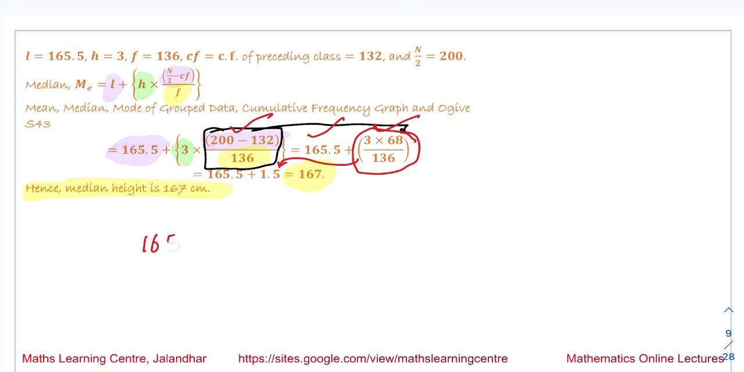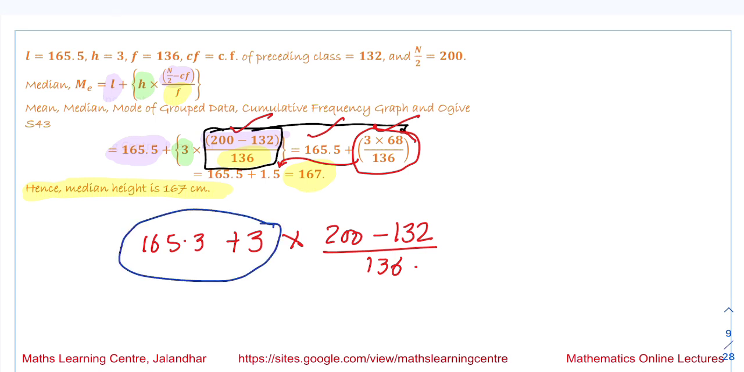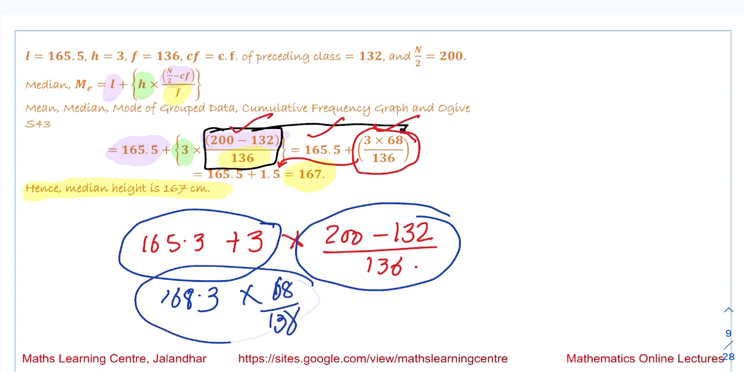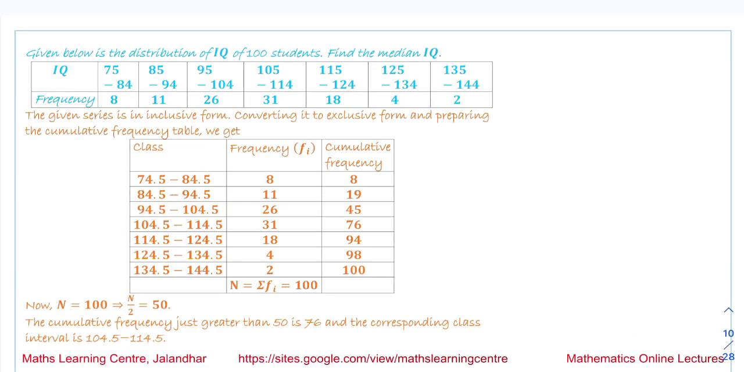What they do is 165.3 plus 3 into 200 minus 132 by 136. How do they start calculating it? They add these two terms and write 168.3. They solve this, multiplied by this value, and it comes out to be 68 by 136. They solve this value and the whole answer becomes incorrect. Because what you have to do is first solve this bracket and then add the answer to this value.